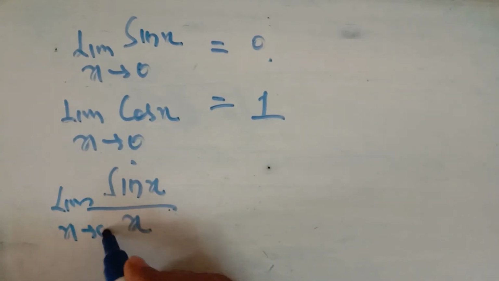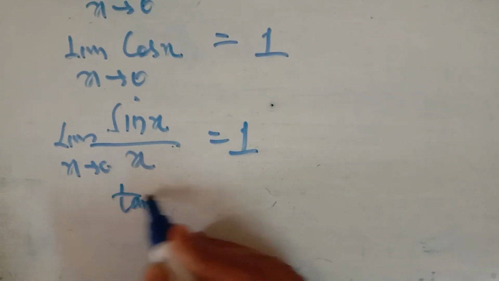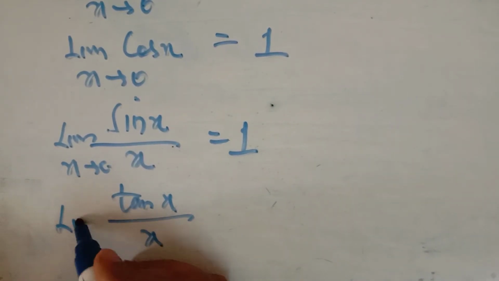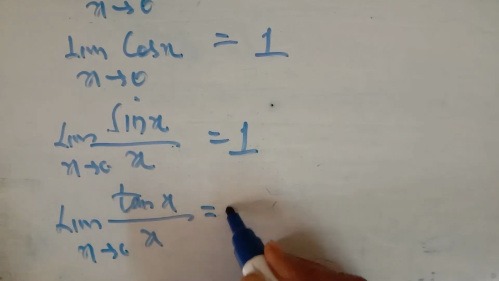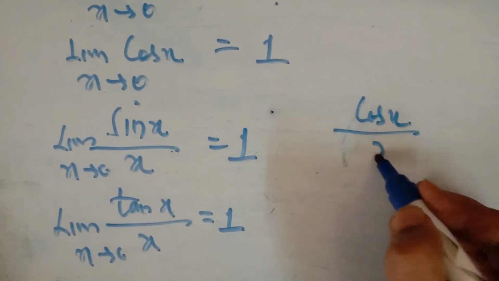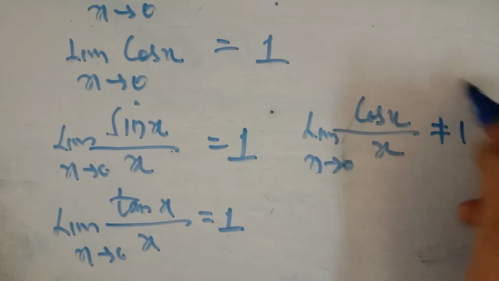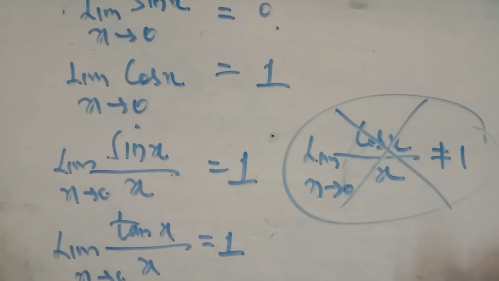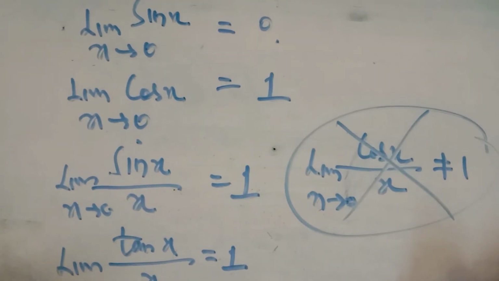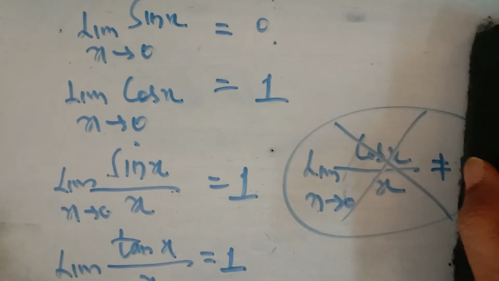Limit of sin x upon x as x goes to 0 is equal to 1, and limit of tan x upon x as x goes to 0 is also equal to 1. But this is not the case for the next one; limit x goes to 0 is not equal to 1. So from question number 13 onward, these standard limits will be used. That is, these 4 standard limits we have to use.